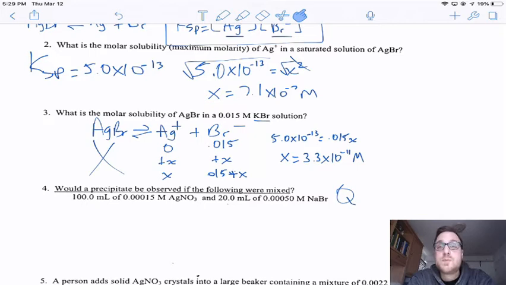If our Q would be less than K, then our solution is unsaturated, which means we can dissolve more. And if our Q is greater than K, that means a precipitate has formed. We have attempted to dissolve too much, and anything extra above that 7.1 times 10 to the negative 7th molarity that you try to dissolve won't.